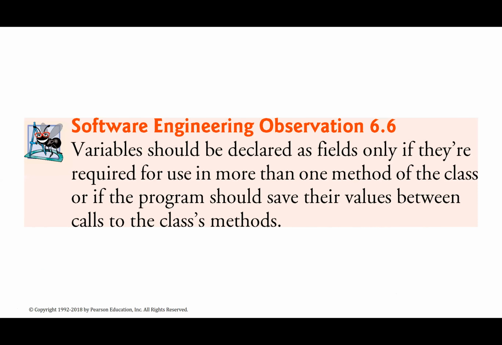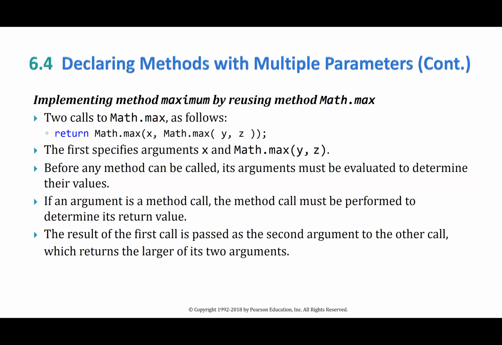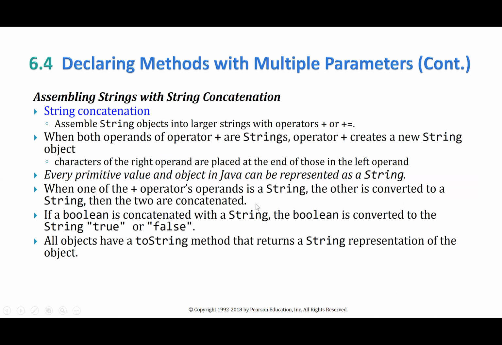All right, variables should be declared as fields only if they're required for use in more than one method of a class, or if the program should save their values between calls to the class. So you can actually use something like Math.max. Again, this is one that's provided for you from the Math class. So it's class.method, and it's going to return the max when you actually do that.